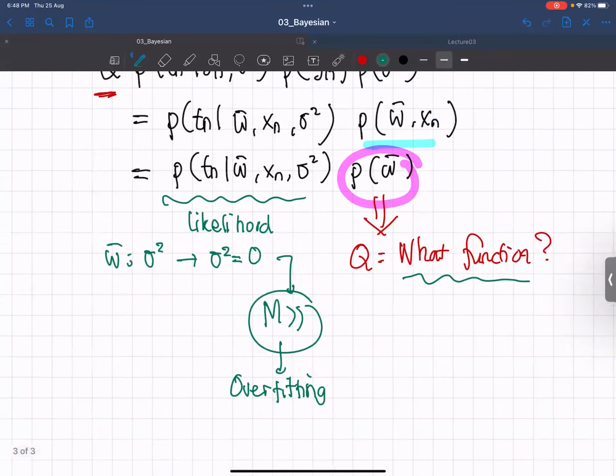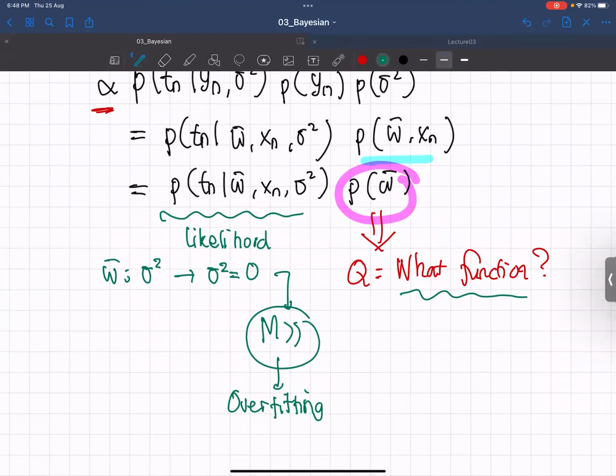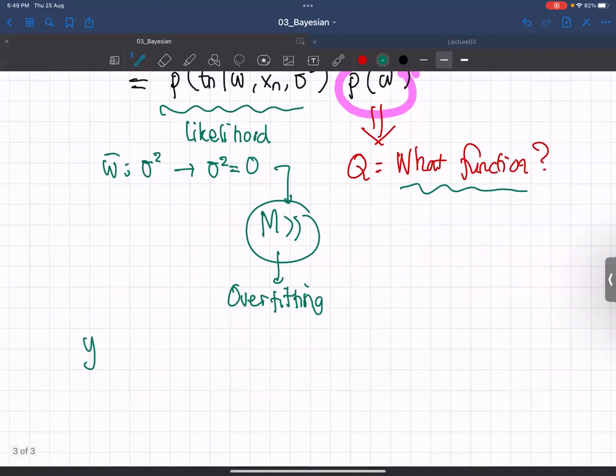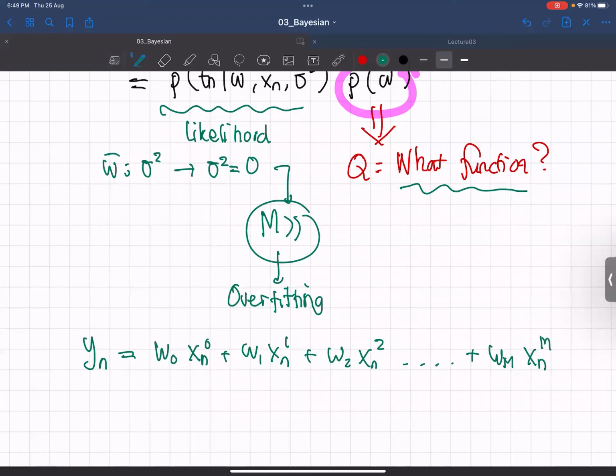So now P of W here, the prior, has to overcome this overfitting problem, even though M is large. So how? Again, M is large means that your function of xn equals W0 xn0 plus W1 xn1 plus W2 xn2 plus up to Wm xn to the M. That means that M is large. And this one makes the line overfit to your data. It's very, very overfit. So what do we do then? We cannot prevent M from being large. You have to keep M large because that's what the likelihood wants.